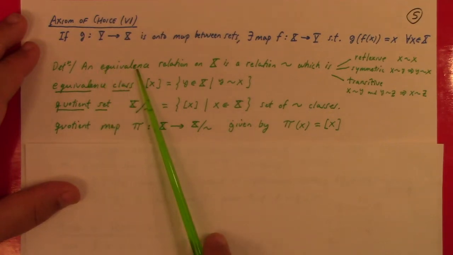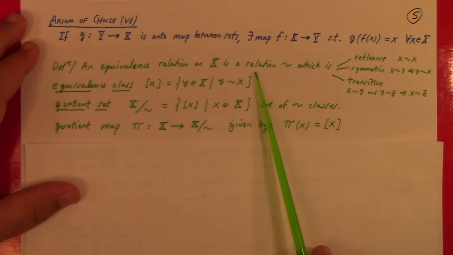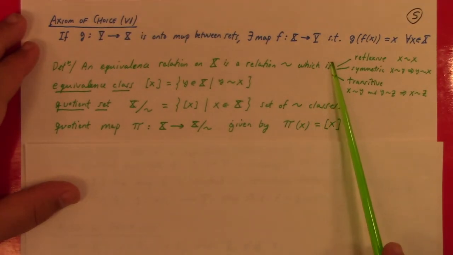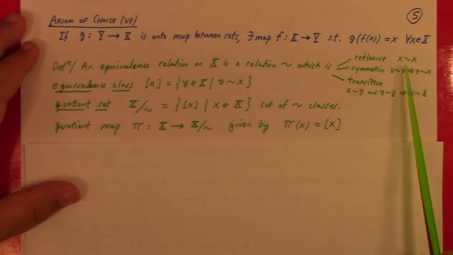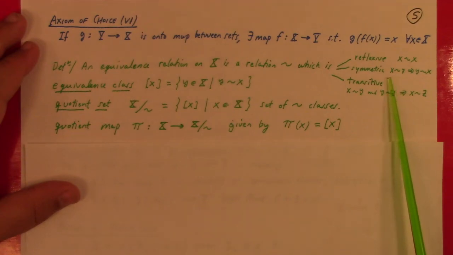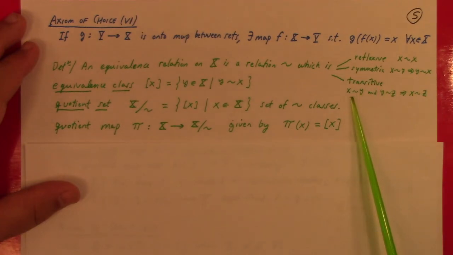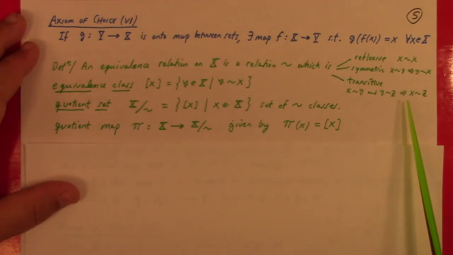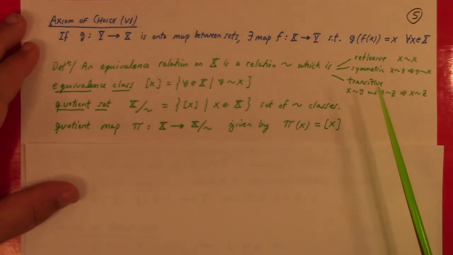So an equivalence relation on X is a relation, which just means you can think of it as a subset of the Cartesian product of X with itself. If it's an equivalence relation, that means it's reflexive, symmetric, and transitive, which means x relates to x for all x. It means that if x relates to y, then y is related to x for all x and y in X. And transitive, of course, means if x is related to y and y is related to z, then x is related to z, and that holds for all x, y, and z in X. So that's our equivalence relation.